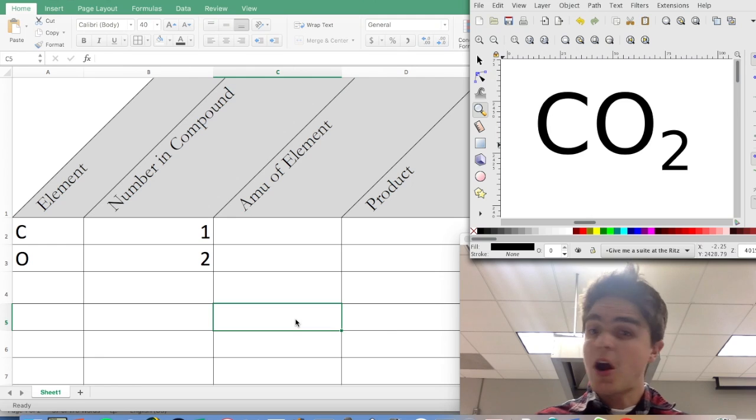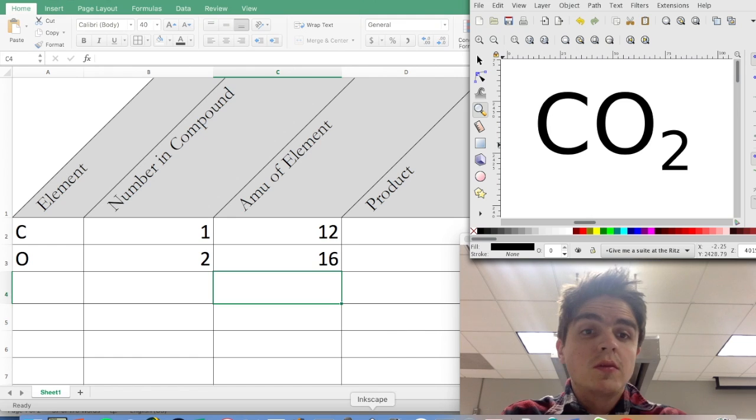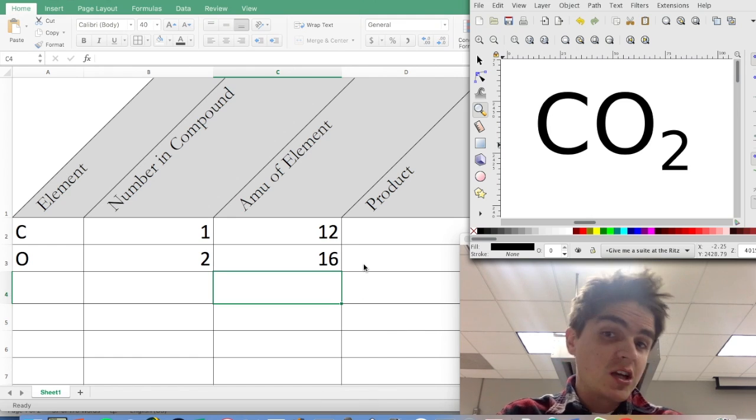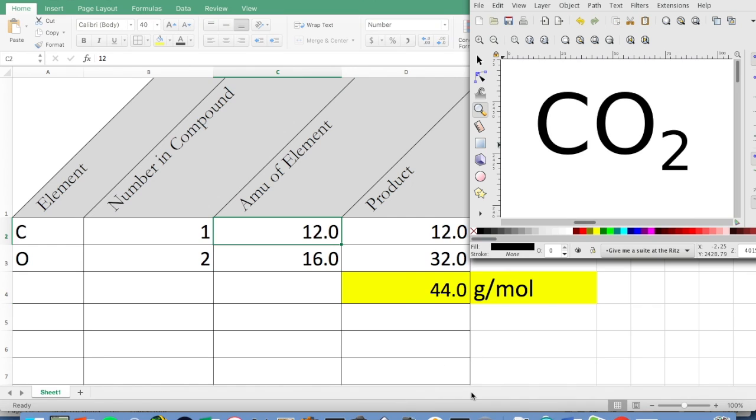So I've got my carbon dioxide in here, and getting the AMU of the unit wouldn't take long. I just need to use the periodic table, so let's do that. And now I just multiply across. 1 times 12 is 12, and 2 times 16 is 32. And that leaves me a molar mass of 44 grams per mole, as shown.